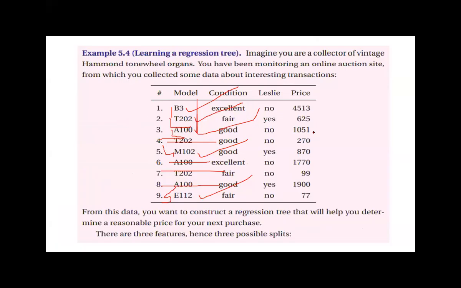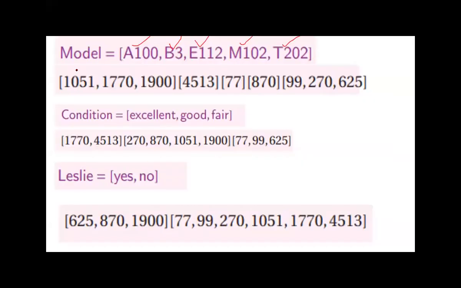A100, this total price is 1051. A100 again, there it is 1770. Again A100 is 1900. So it is written as 1051, 1770, 1900.